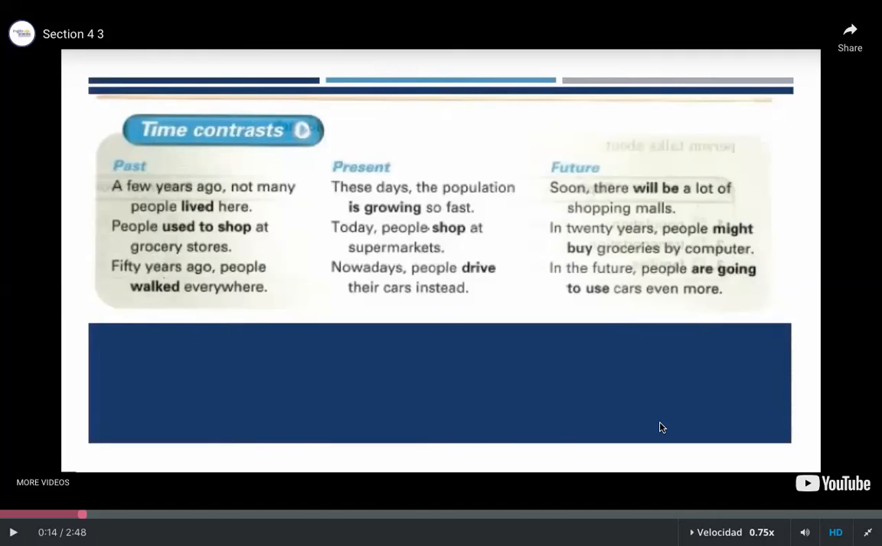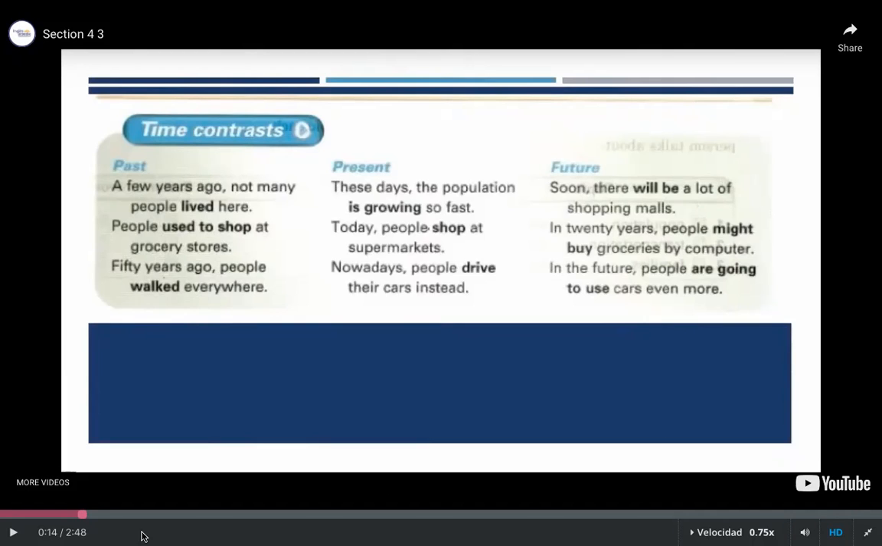Might is a possibility. We don't know in 20 years what will be happening. We are just guessing. The other is in the future, people are going to use cars even more. Are going is a continuous action that will be performed in the future. So that is the difference between the three tenses. We can see clearly we have two ways of future. The other is present with two ways also, present continuous and simple present. And the past, that is just one tense.